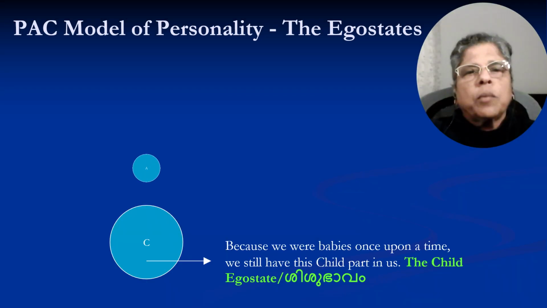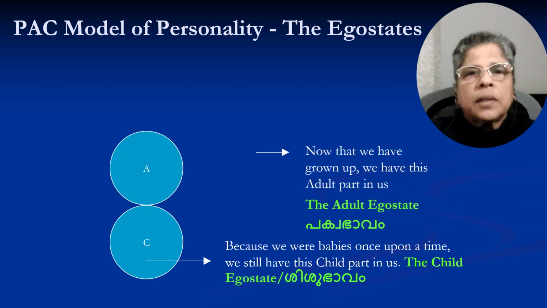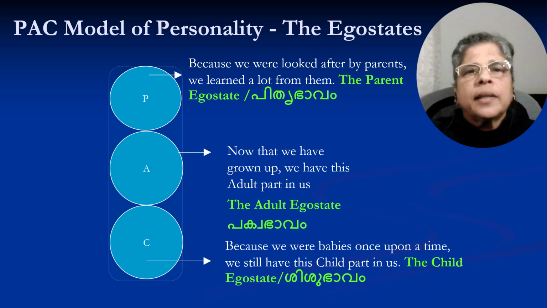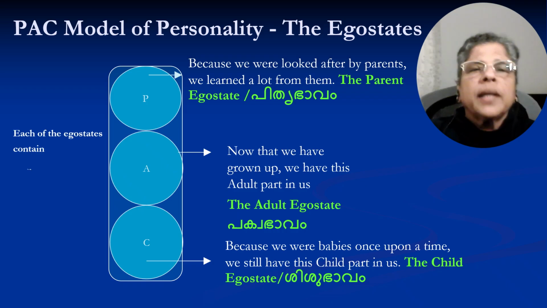Conventional PAC model. We all have a child ego state because we were born as babies. We all have an adult ego state because we have grown up. And because we have learned from our parents, we also have a parent-like part in us, called the parent ego state.